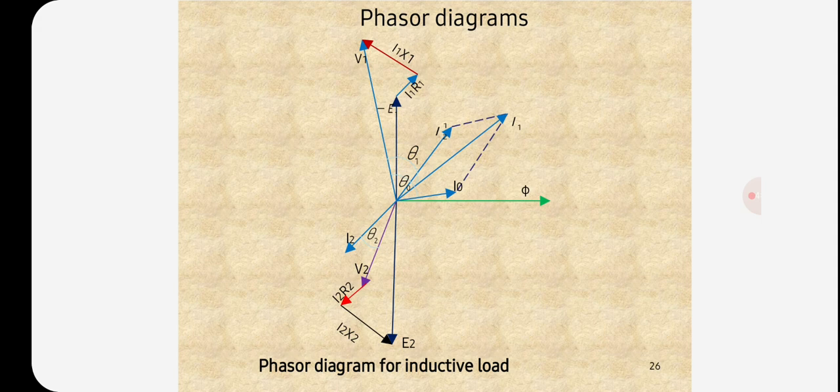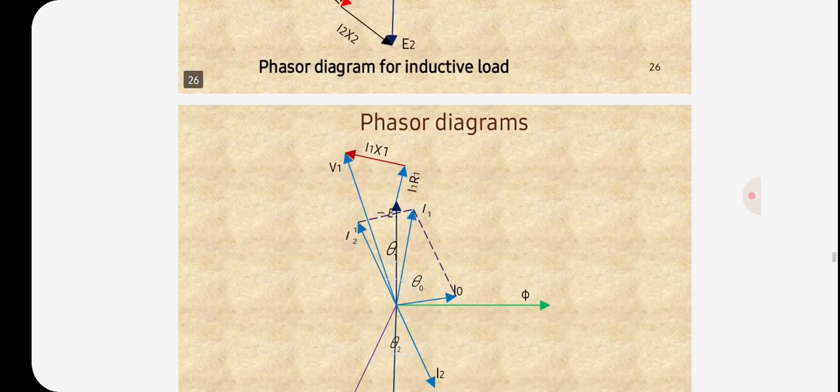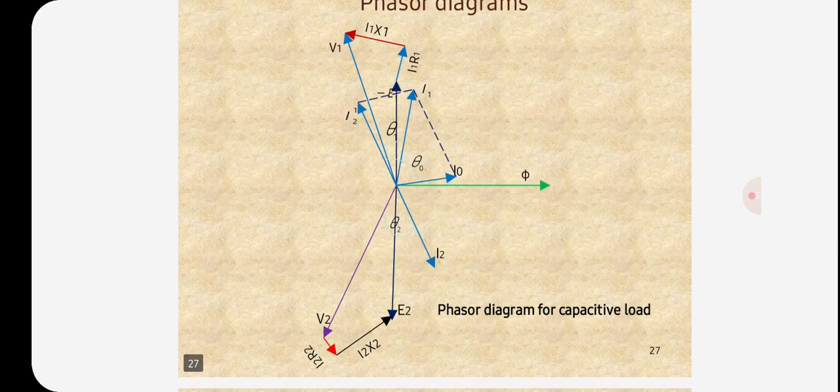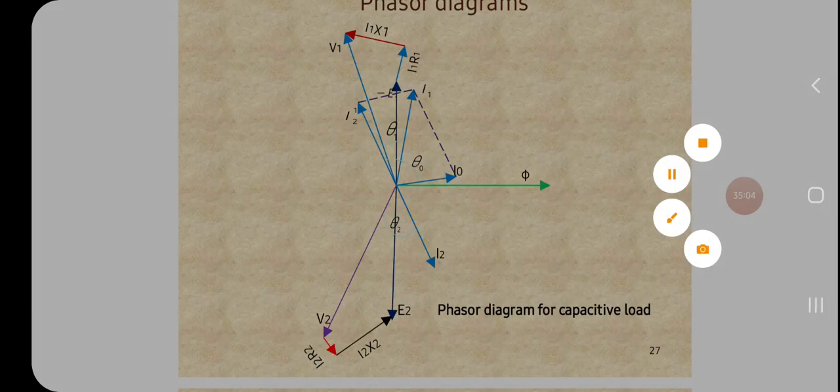So in the secondary side also, E2 is equal to V2 plus I2 R2 plus I2 X2. So I2 R2 is parallel to I2, and I2 X2 is perpendicular to I2 and R2. So this is the phasor diagram for inductive load, and also the phasor diagram for capacitive load.